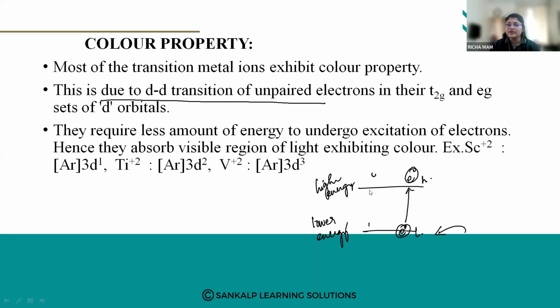Now this excited electron has to come back. When it comes back, it will come back in the form of radiation. It will give out radiation, and this will fall into the visible region and it will show the complementary color.